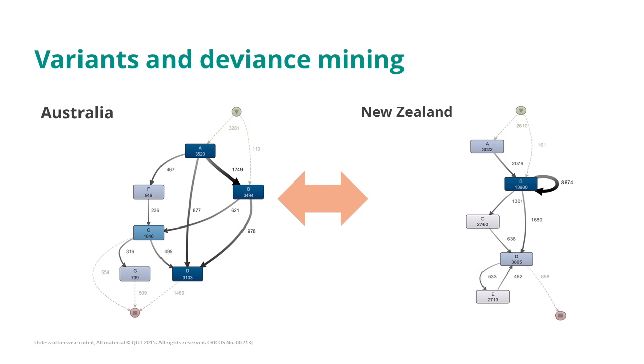Finally, methods for variance and deviance mining can take the form of different process models that are discovered on the basis of the different variants under analysis, or on the basis of normative and deviant process behavior. And then we can do a delta analysis in order to identify differences. For example, the differences between claims that are performed in Australia versus claims that are performed in New Zealand, like, for example, per state, per region, as well as on the basis of outcomes or durations. And then we can identify differences and back up such differences with statistical data.